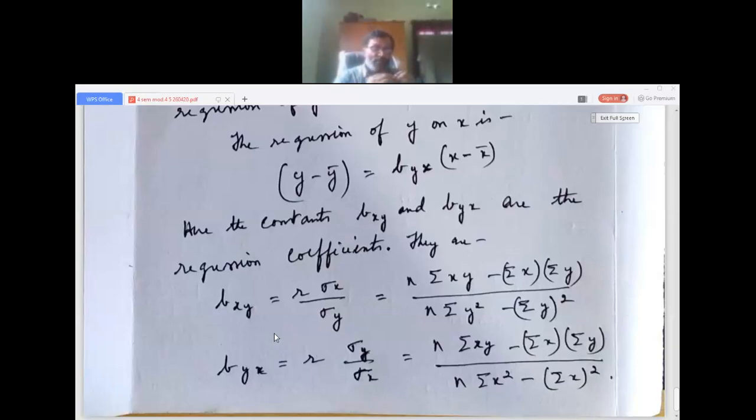So the formula for that in terms of x and y is n into sigma xy minus sigma x into sigma y, divided by n into sigma x squared minus sigma x whole squared. Okay.